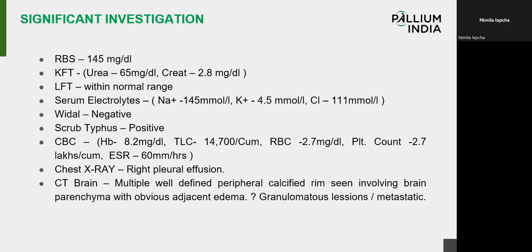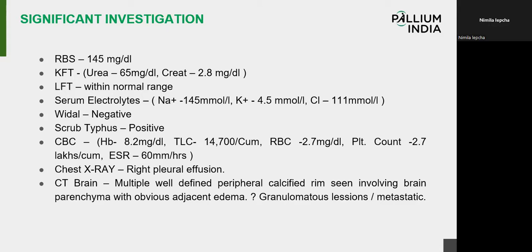Significant investigations. On admission, RBS was 145 mg per dL, KFT: urea was 65, creatinine was 2.8. The sample was repeated on 8th of March: urea was 56 mg per dL, creatinine was 2.0 mg per dL. LFT within normal range. Serum electrolytes: sodium 145, potassium 4.5, chloride 111. Widal was negative, scrub typhus positive.